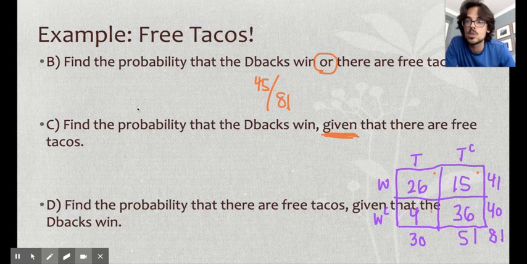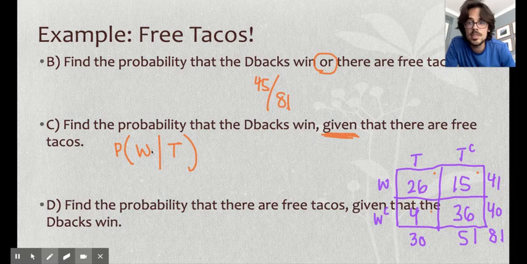If I was going to write this in symbols, I'd be looking for the probability the Diamondbacks win. That was W. The symbol for given, which again I'll give you on the next page, is like a big vertical bar, and free tacos is T. So this is how I would write part C in words.